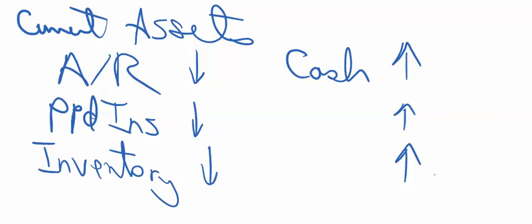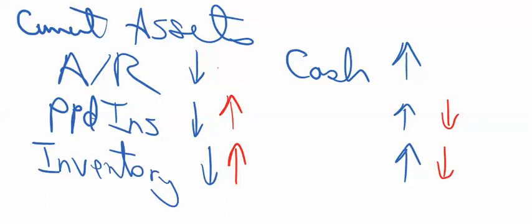Conversely, if I buy more inventory, let's say I increase my inventory, how is that going to affect my cash? It'll have to decrease my cash because I had to write a check for it. We can look at the same thing with prepaid insurance. If I'm increasing my prepaid insurance, I had to write a check to the insurance company, so that's going to have a decreasing effect on cash.